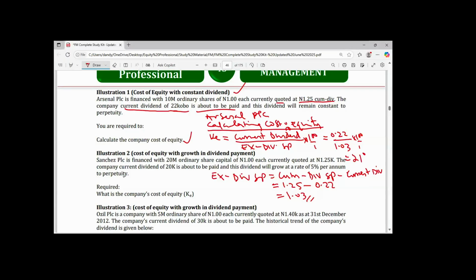Thank you. This is 21%. So the cost of equity is approximately 21%. So where dividend will remain constant to perpetuity, and when you are given a cum-div share price, this is how to calculate it. That's what this question wants to test. All right, so that is as per that.